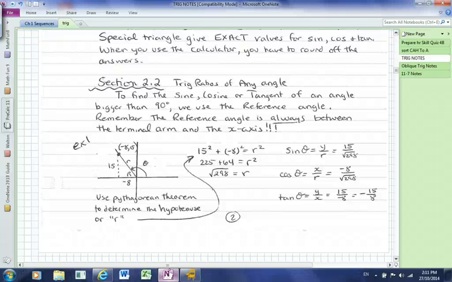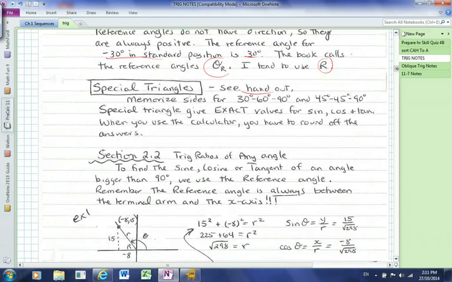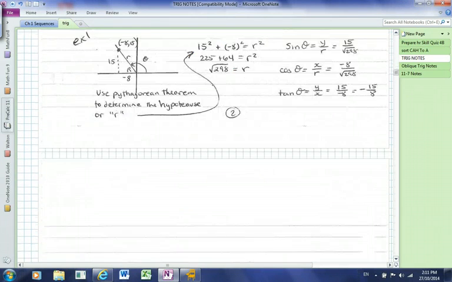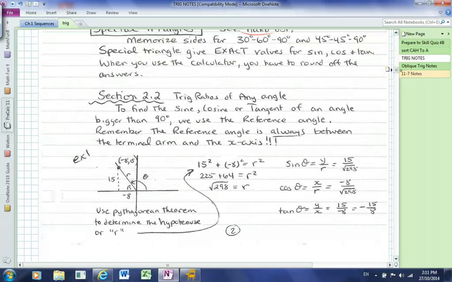Okay, so last day we looked at section 2.1 and we ended with finding the exact trig ratios, and we also noticed that we were finding standard position, but we were also finding reference angles. Standard position tells us exactly where the angle is. The reference angle is what we use to help find the sine, cosine, the tangent, and that's exactly what we're going to do today.